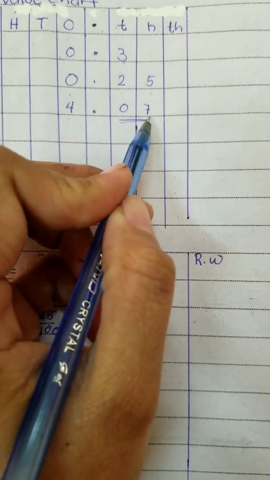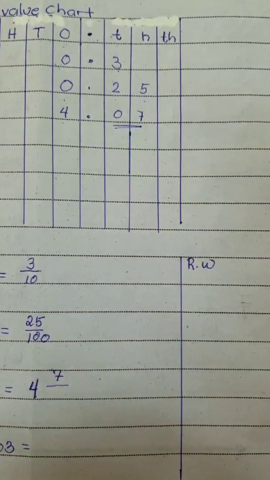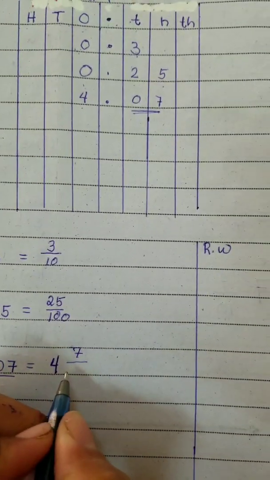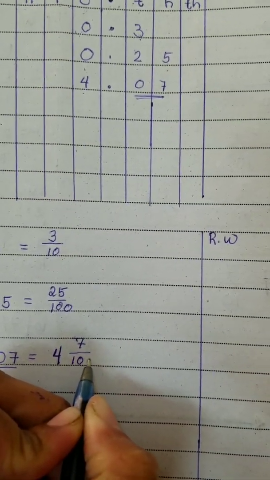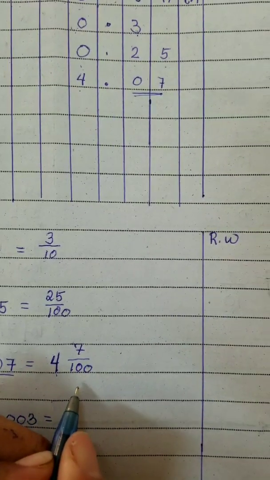Now, if you see this one, the place value of the 7 is hundreds. So, that's why the denominator that I'm going to use here will be 100. So, I will be having 4 and 7 over 100.